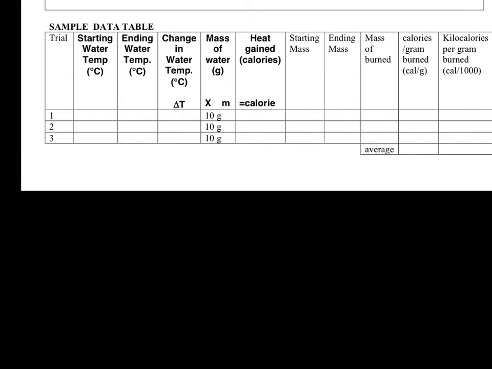Here's a sample data table just to show you how to use the data table in the lab. So you're going to have your calorimeter take the starting water temperature. Let's say it's 20 degrees. Now you have a spot for trials, but I'm just going to write real big pretending I'm doing one trial. Let's say the ending water temperature is 50 degrees. That means the water went up by 30 degrees. Okay, and let's box that number in. So it went up by 30.